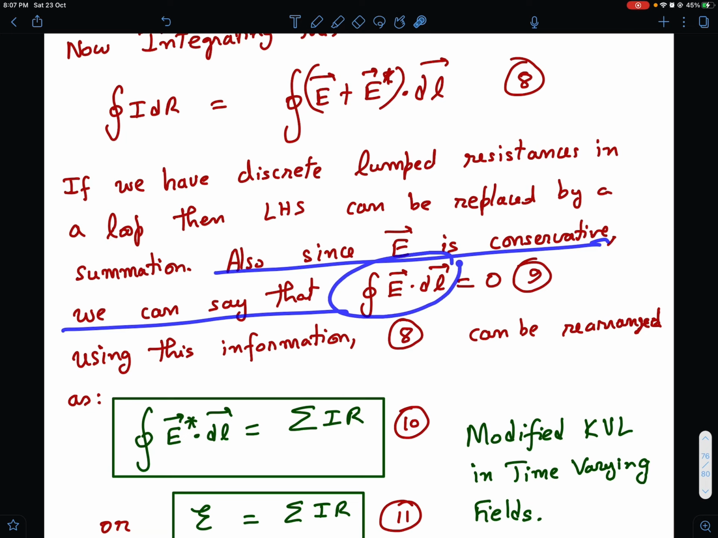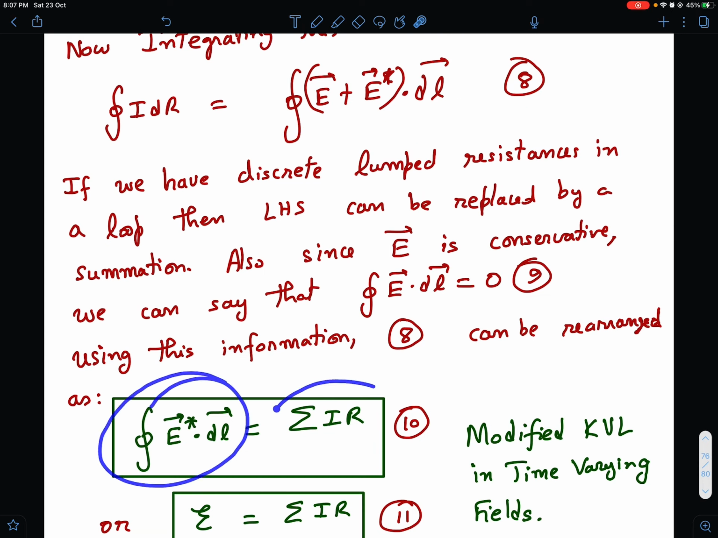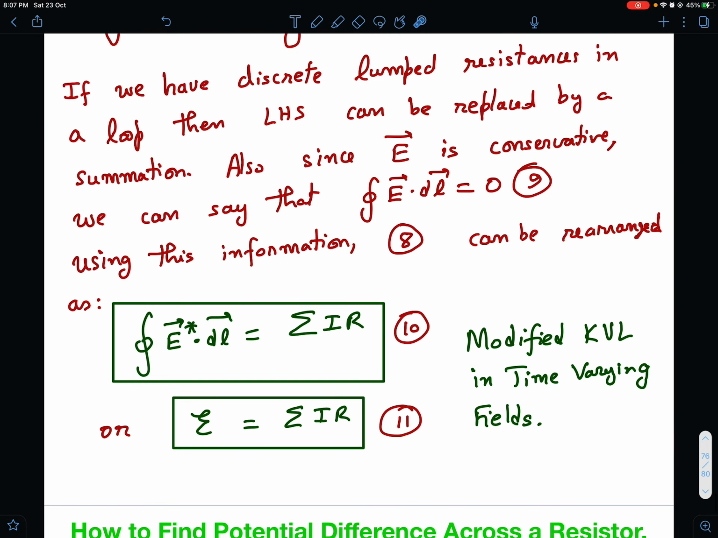Since E is conservative, we can say that the integral of E dot dl is 0. Using this information, equation 8 can be rearranged as follows. The integral of E star dot dl is equal to sigma IR. And now what is the integral of E star dot dl? This becomes the EMF in the entire loop.